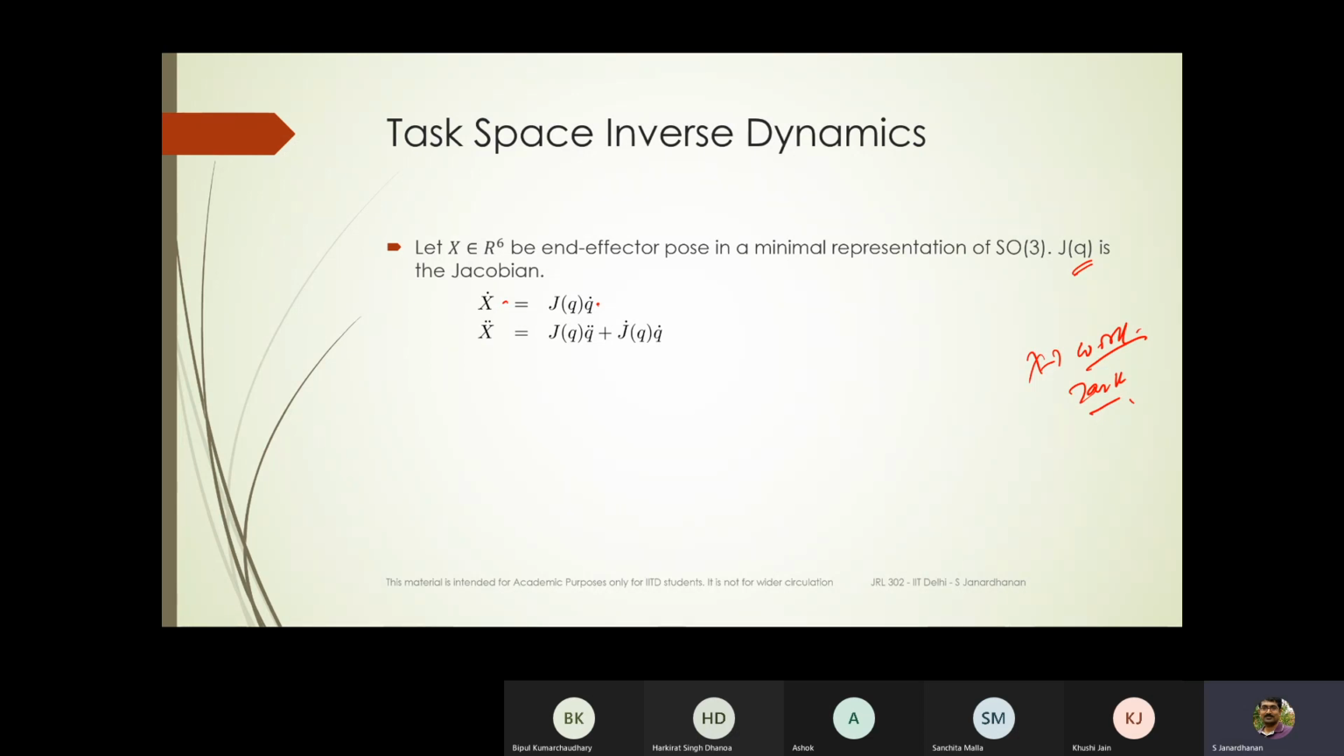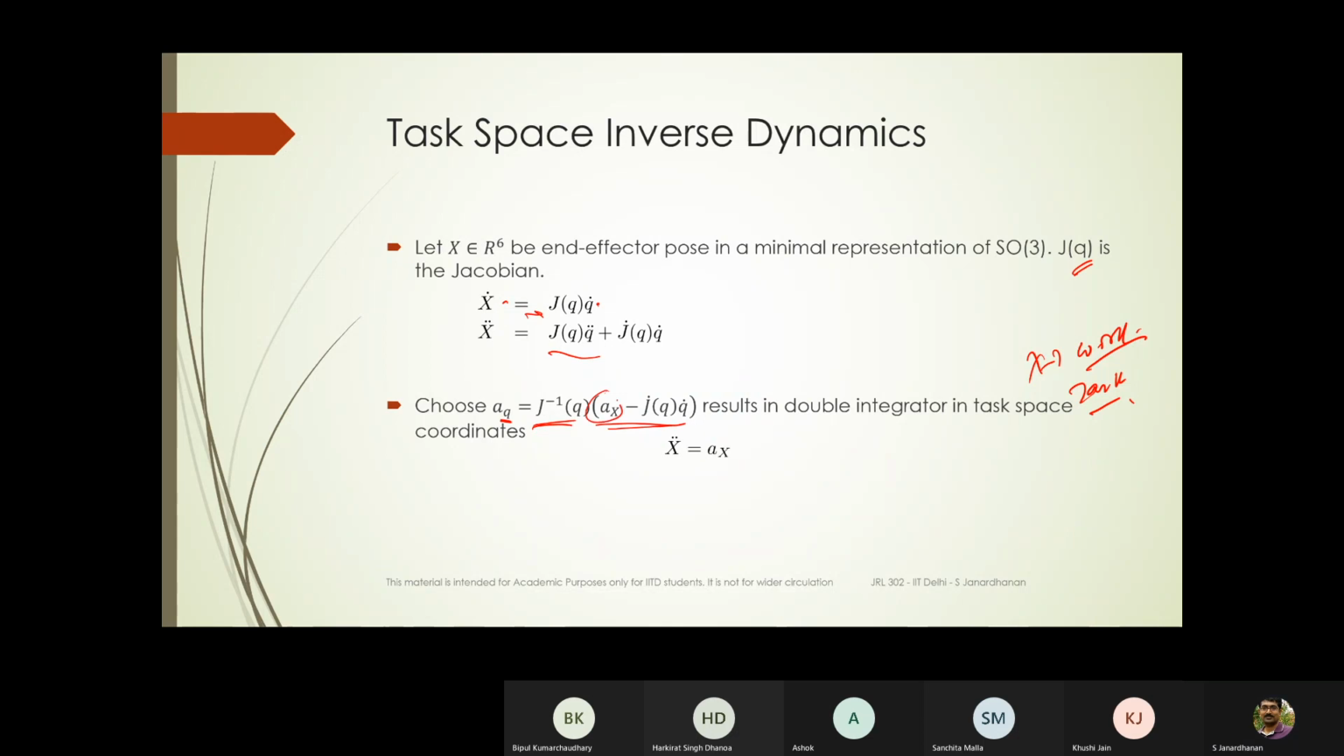And X double dot is simply J of Q into Q double dot. It's just the derivative of this expression. Okay, and now, since Q double dot is actually AQ for the control purpose, if you design AQ to be J inverse of this expression, where you define AX as the desired acceleration in task space, that is, X double dot is AX. That is what we want to get.